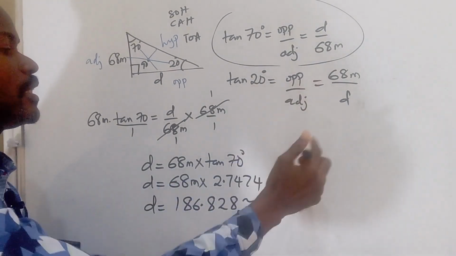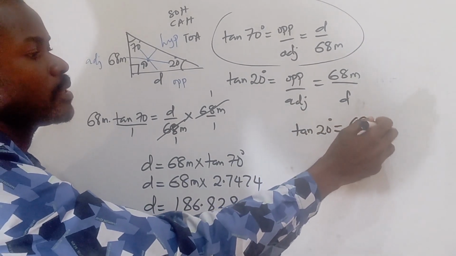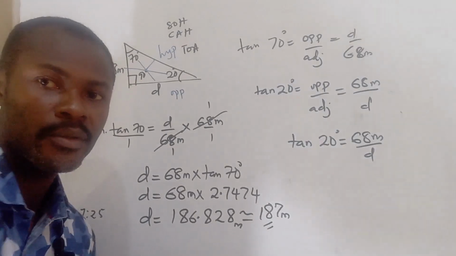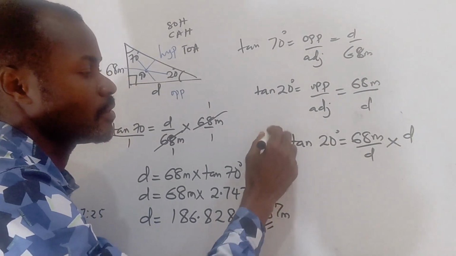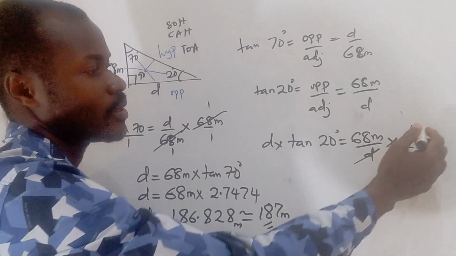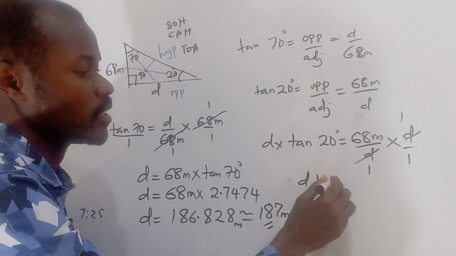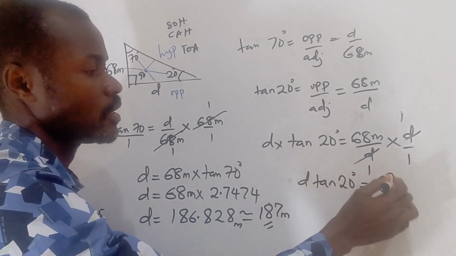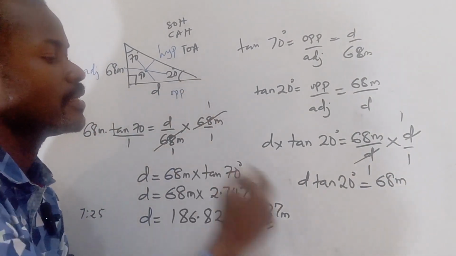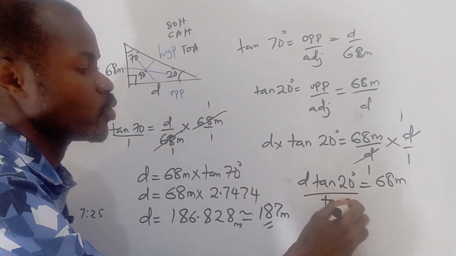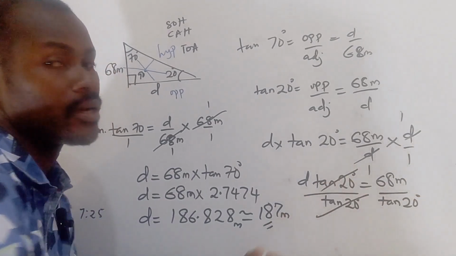Now we can also solve it from this: tan 20 degrees is equal to 68 meters divided by D. We are going to multiply both sides by D, so that this will cancel out this. We are left with D times tan 20 degrees, which is equal to 68 meters. So how do I find D, which is the ground distance to the car? I'm going to divide both sides by tan 20 degrees, so that this cancels out this.